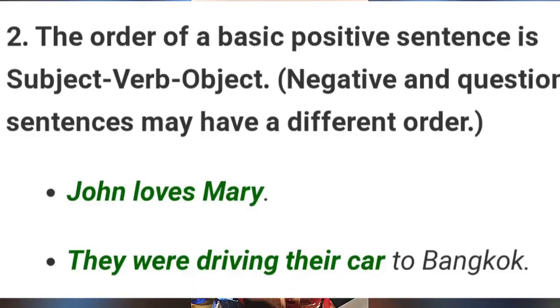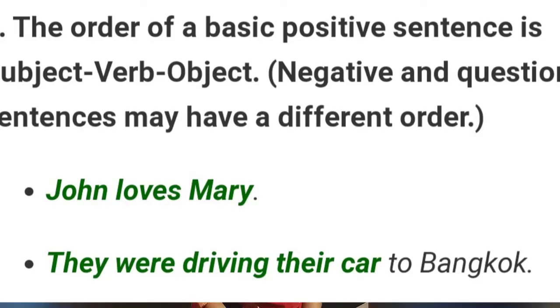The next one in my list is that whenever we write a positive sentence, we follow a simple order. The order is subject, verb, object. I will explain this with an example. John loves Mary. Here the subject is John, the verb is loves and the object is Mary. So, John loves Mary. I hope you understood this sentence.